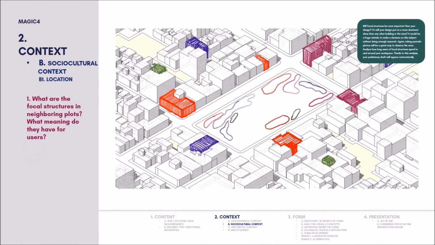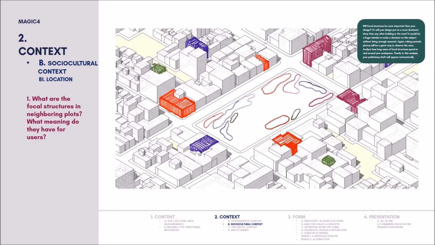B1. Location. Question 1. What are the focal structures in neighboring plots? What meaning do they have for users? Will focal structures be more important than your design? Or will your design put on a more dominant show than any other building in the area?